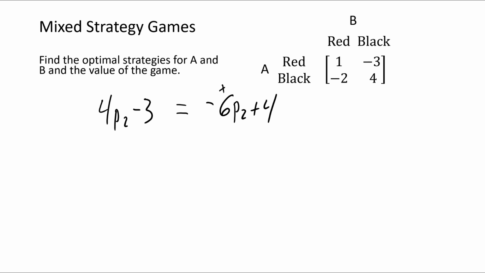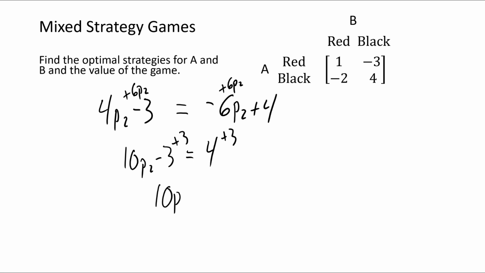All right, we'll add 6P2 to both sides. So that's going to give us 10P2 minus 3 equals 4. And then add 3 to both sides. So we get 10P2 equals 7. And then divide by 10. So we get P2 equals 7/10.